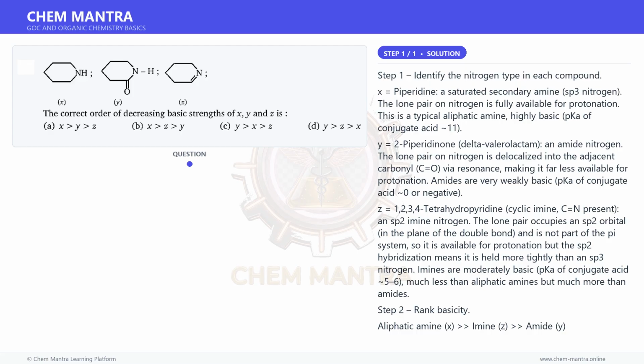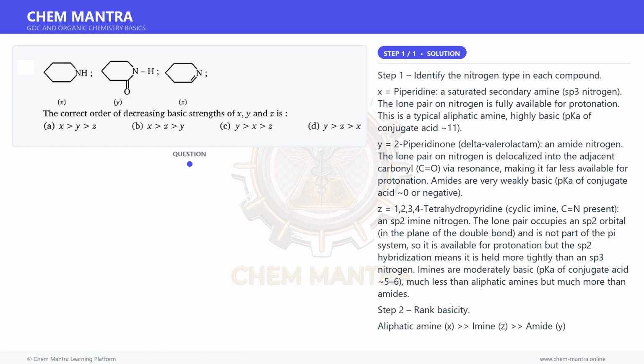Step 1. Identify the nitrogen type in each compound. X is piperidine, a saturated secondary amine, sp3 nitrogen. The lone pair on nitrogen is fully available for protonation. This is a typical aliphatic amine, highly basic, pKa of conjugate acid approximately 11.